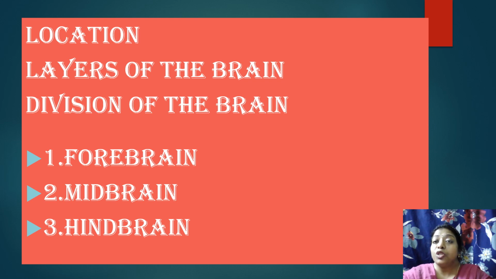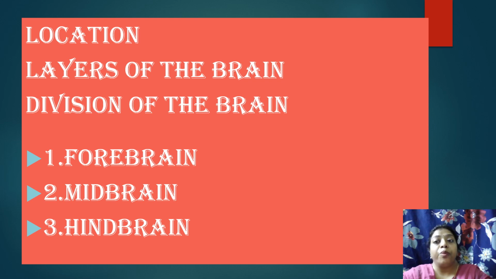Next, we'll get into the divisions of the brain. What are the divisions of the brain? The divisions of the brain can be divided under 3 heads, and the first one will be the forebrain. The second one will be the midbrain, and the third one will be the hindbrain.